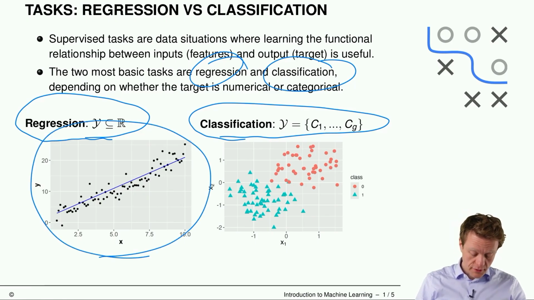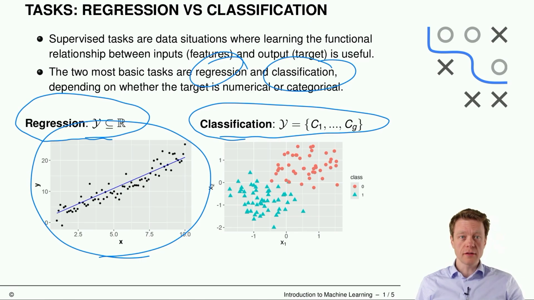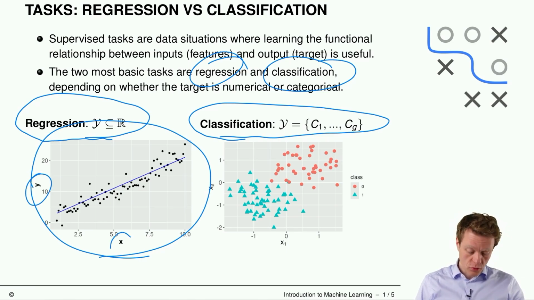For a regression task, on the left hand side we have a numerical target y and a numerical feature x, some data points, and we try to fit a line to these data points.